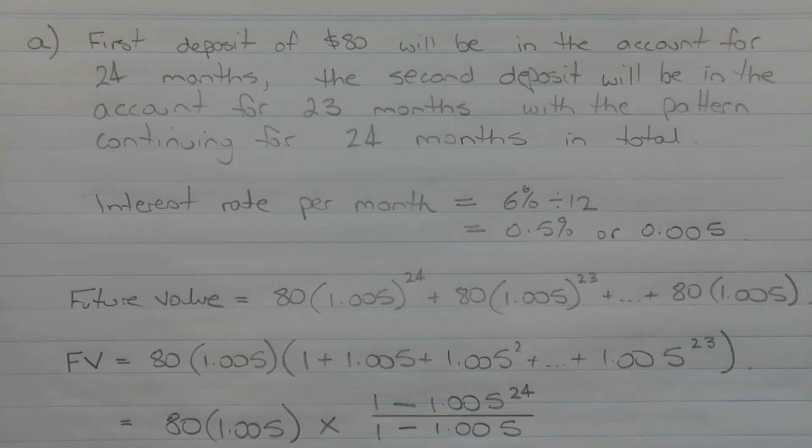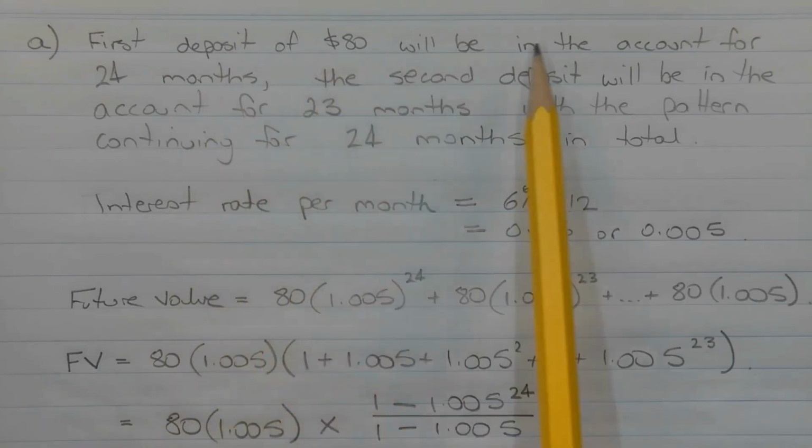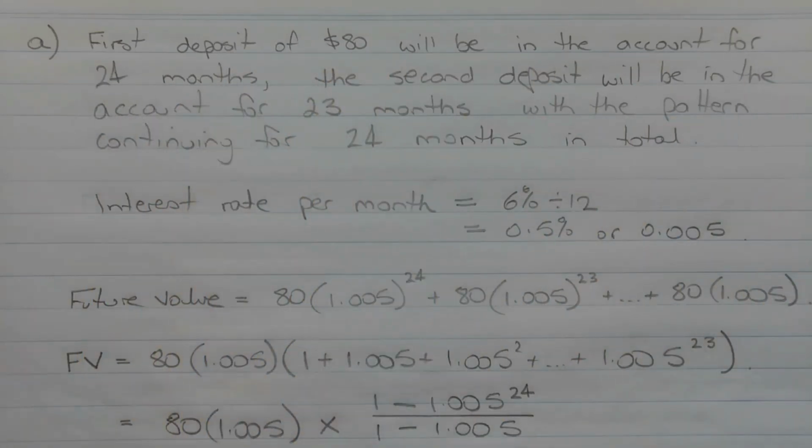Jack will be depositing $80 per month over 24 months. This means the first deposit of $80 will be in the account for the full 24 months, earning interest. The second deposit will be in the account for one less month, so it'll be in the account for 23 months. So it's only going to earn 23 months worth of interest, and the pattern continuing for 24 months in total. Now we can model this using a geometric progression.